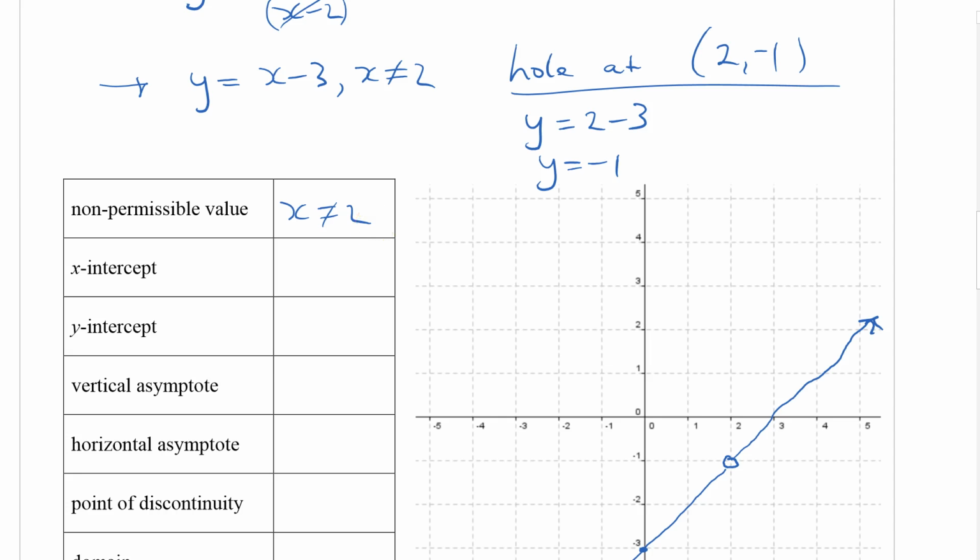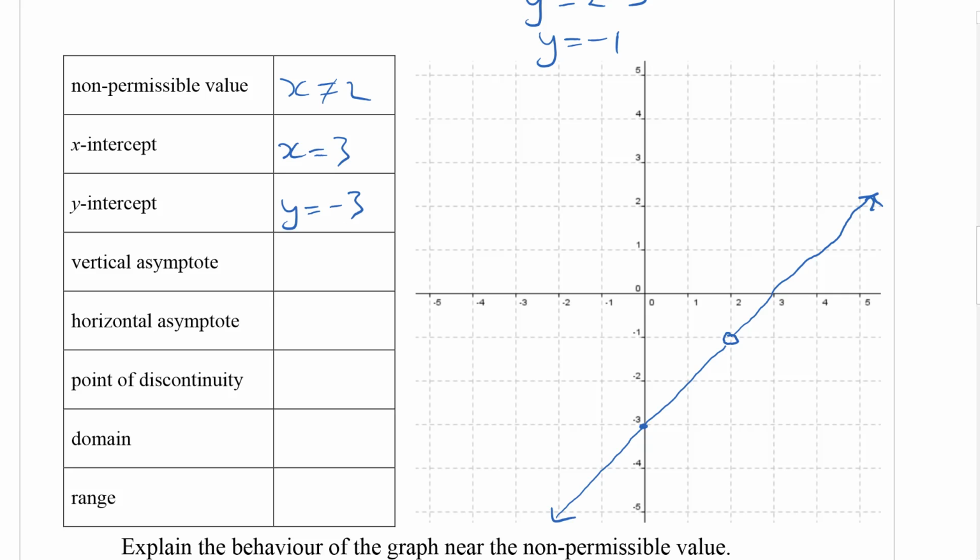The x-intercept, it looks like it's x equals 3 just from my graph. The y-intercept, y is equal to negative 3. The vertical asymptote, there is none. The horizontal asymptote, there is none. Point of discontinuity, that is the hole that I was talking about, so that is at 2 comma negative 1. What is the domain? Well, x is all real numbers except x cannot be equal to 2. Otherwise, we are good to go with all real numbers.